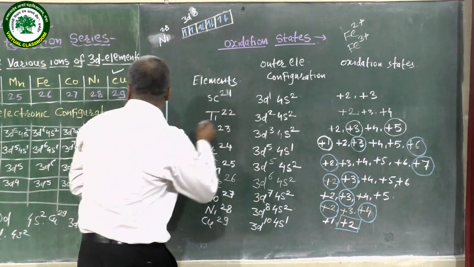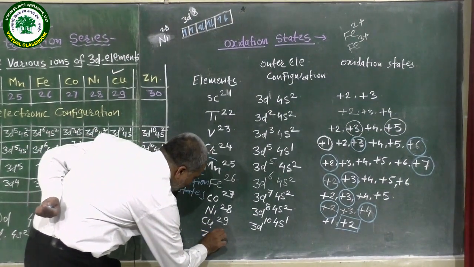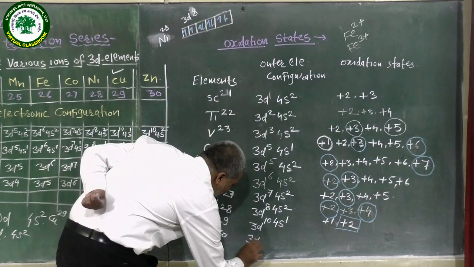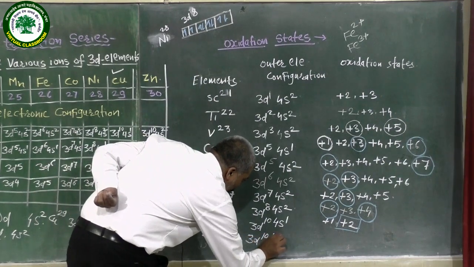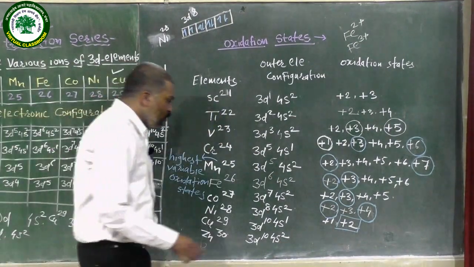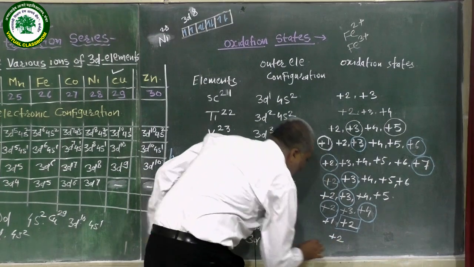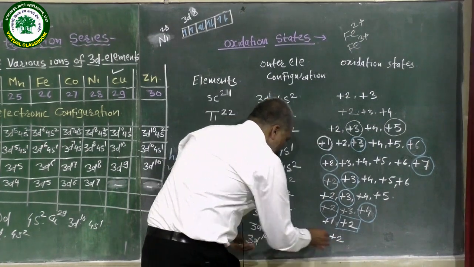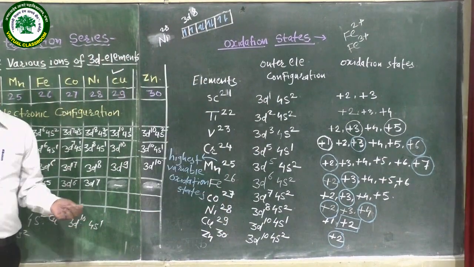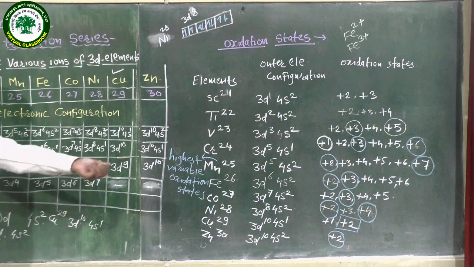And last is zinc, having the atomic number 30 and electronic configuration 3d10 4s2. It shows the plus 2 oxidation state, which is the most stable oxidation state.